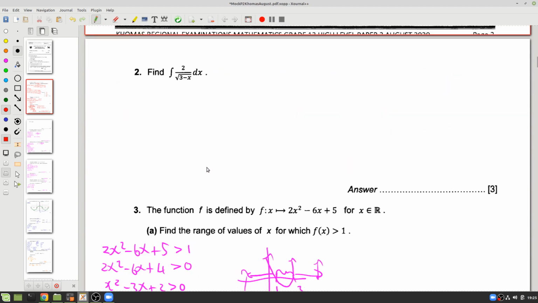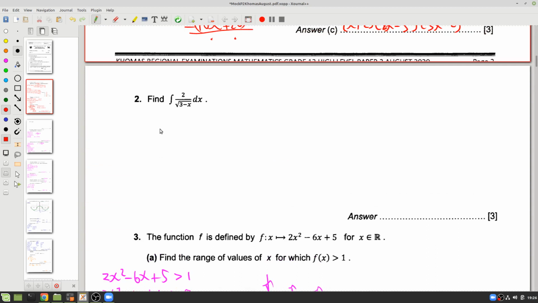Good. Question 2. So here we want to integrate this function. Okay, so first I'm just going to rewrite it as the integral of 2, and then I'm going to take this whole thing to the top. So we have 3 minus x, and instead of to the power half, because it moved to the top, we'll have negative a half. Okay, dx.